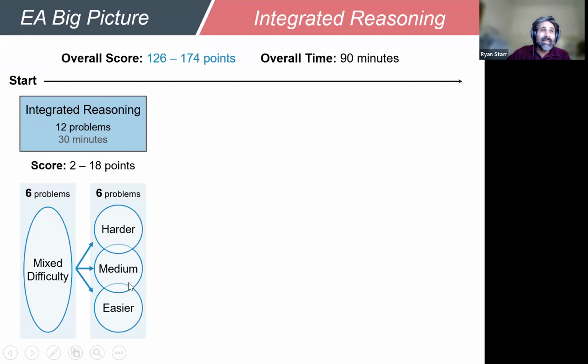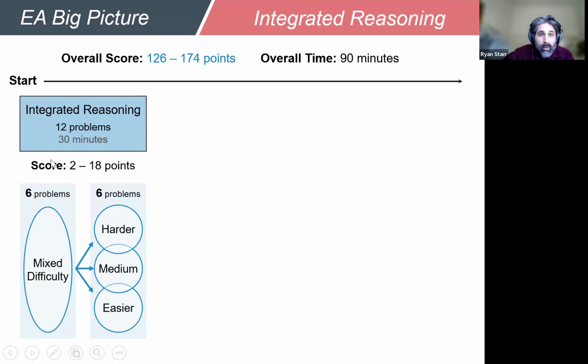Why that matters is essentially your score is somewhat constrained by the difficulty of the half you get, but it's also going to be the case that you can afford to miss more or fewer questions depending on how difficult those questions are. Okay, so all 3 sections are scored on a scale of 2 to 18 points. You miss nothing, you get all 18 of those points.